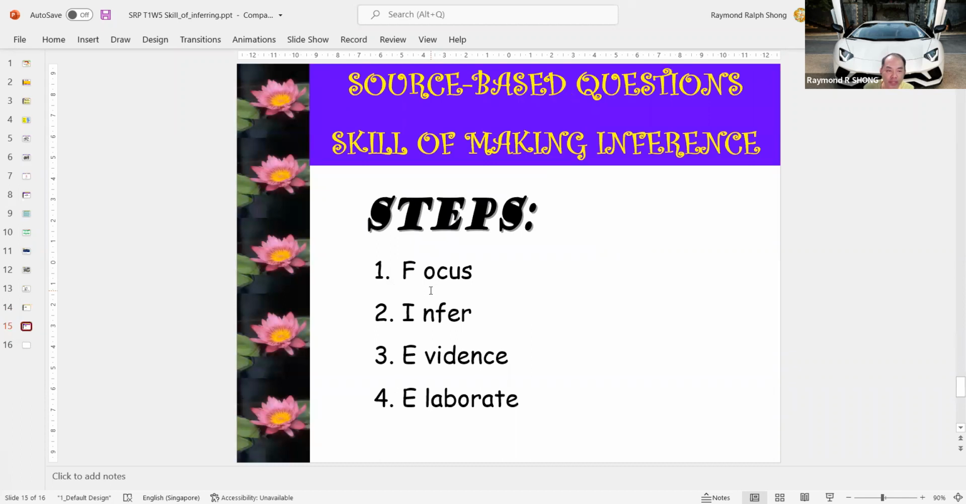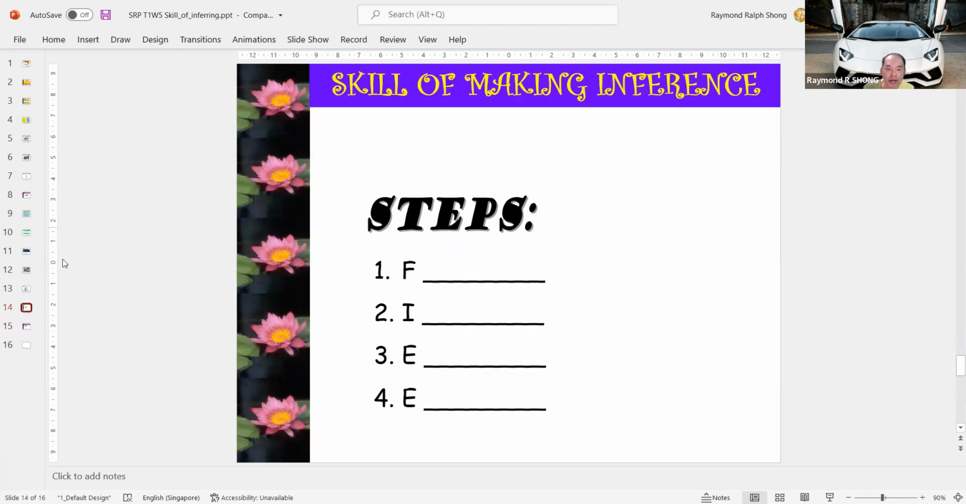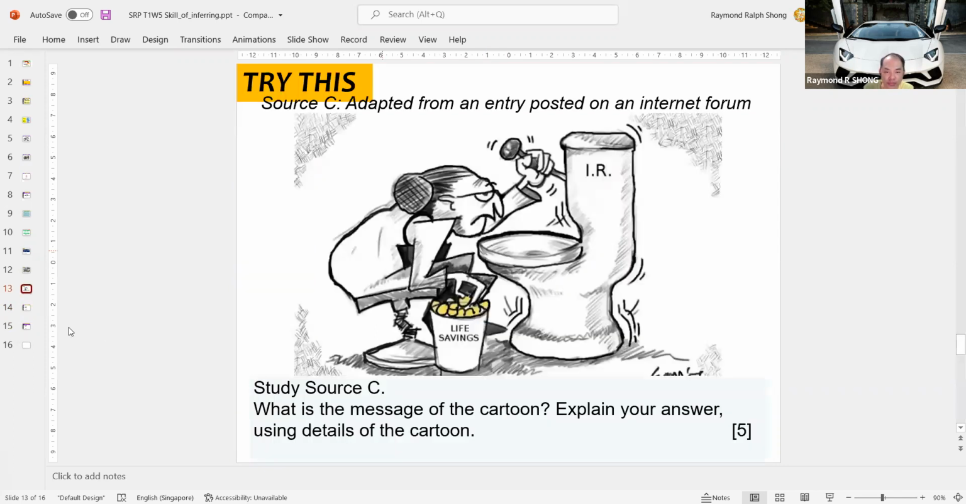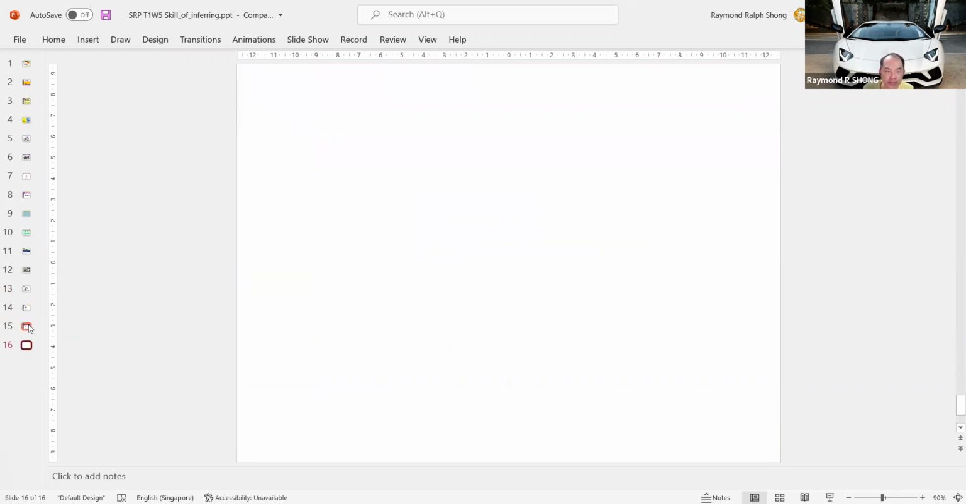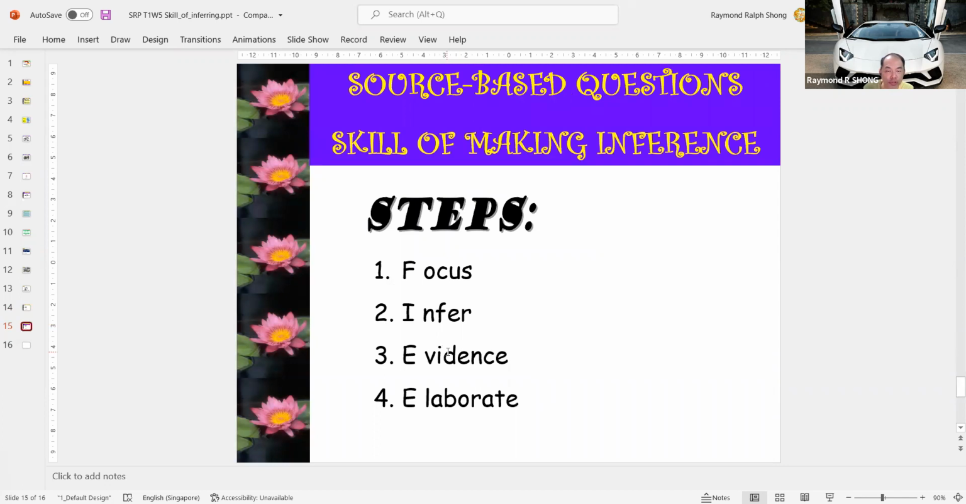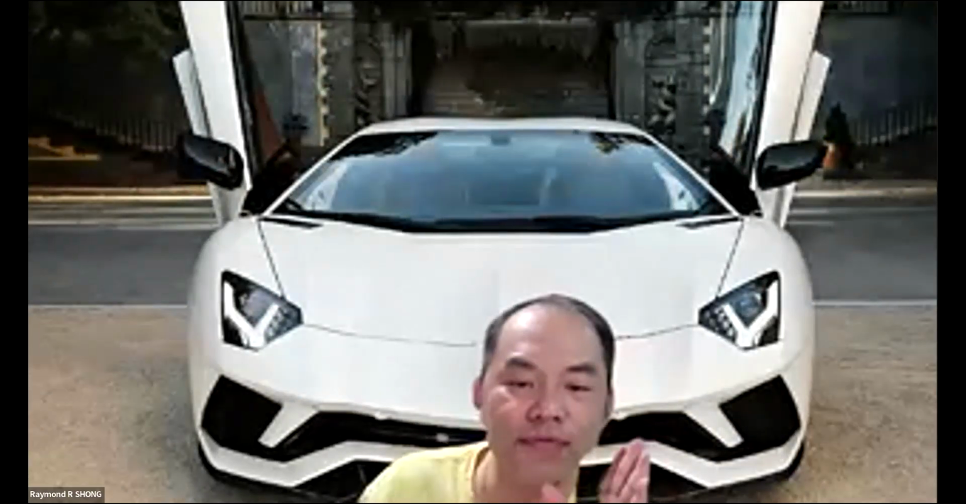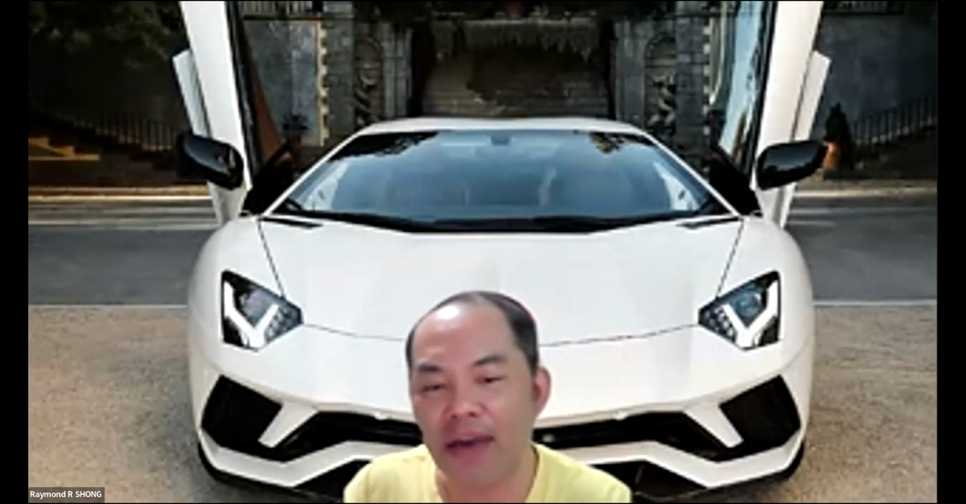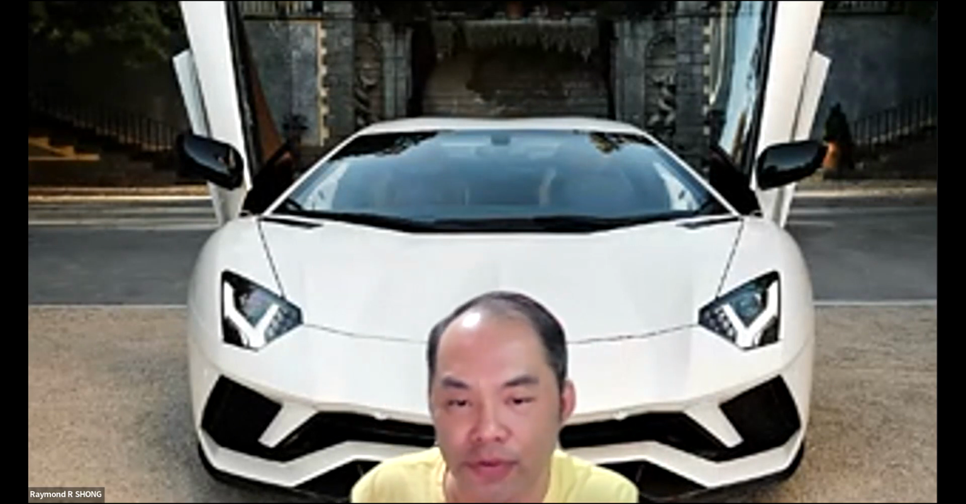Okay, you focus on the pictures just now. You infer from the pictures. That's what Xing Chen and some of you did, using this picture to focus. And then what is the evidence? You saw the flushing with the toilet bowl, and then you elaborated on it, right? Okay, this is for today's basic inference. So every week I have different things to share with you.